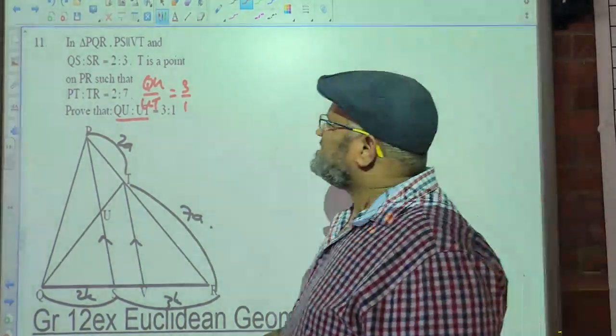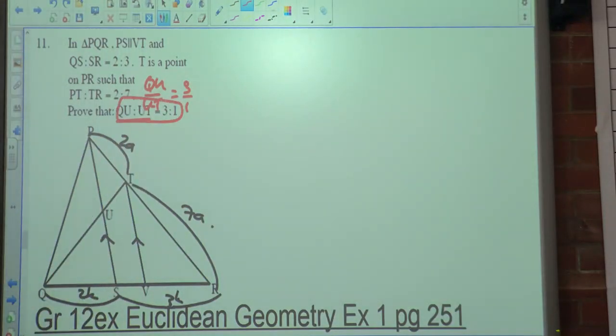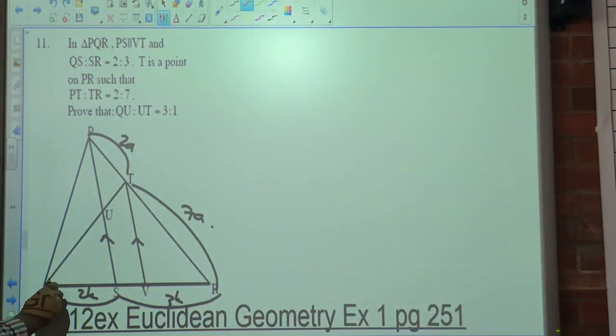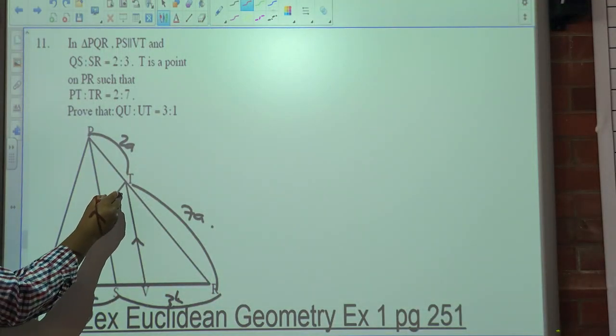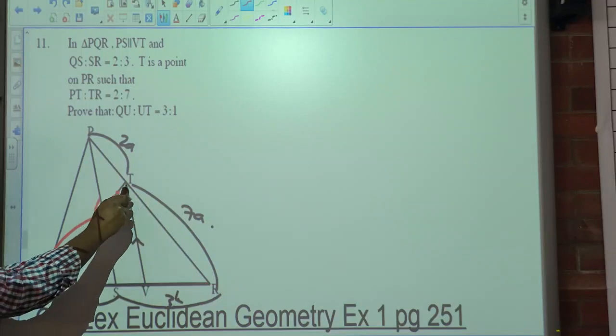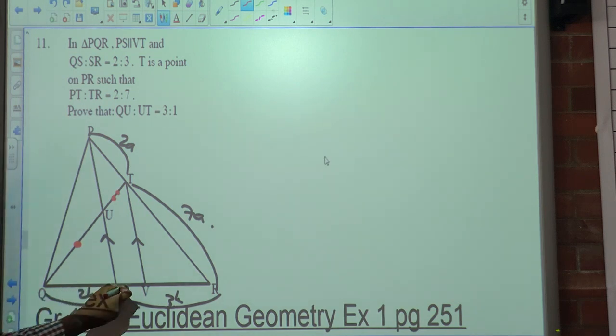So I go and check where is QU and UT. Remember, I can't use that ratio in my reasoning or in my proof. I must end off with it. Okay, so where is QU? QU and UT is there. But QU over UT is equal to QS over SV. I say, hang on, I don't have SV. Problem. Is there enough information to calculate this?